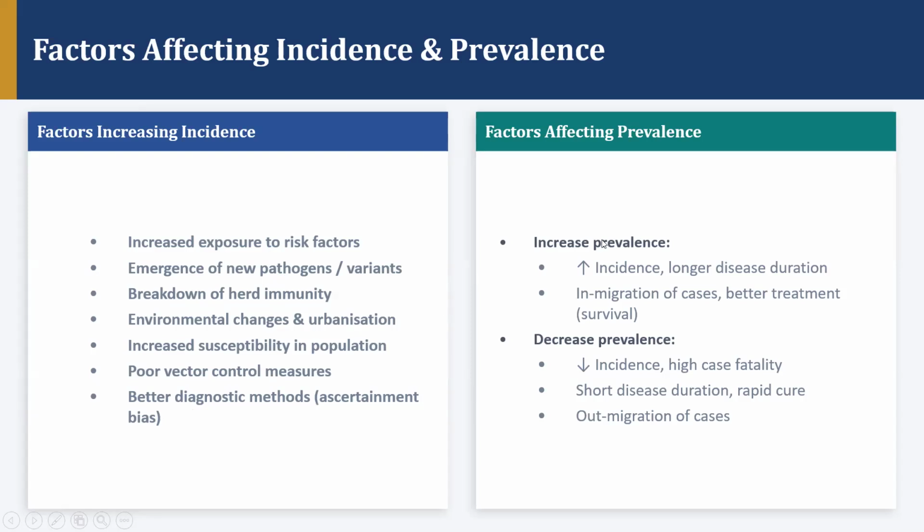Factors affecting prevalence: prevalence is increased by increased incidence, longer disease duration, in-migration of cases, and better treatment. Prevalence is decreased by decreased incidence, high case fatality, short disease duration, rapid cure, and out-migration of the cases.